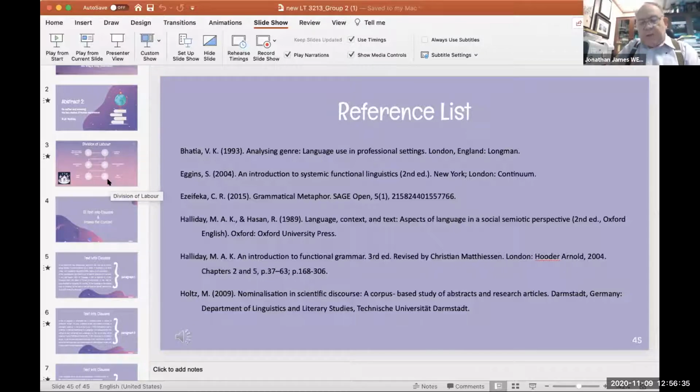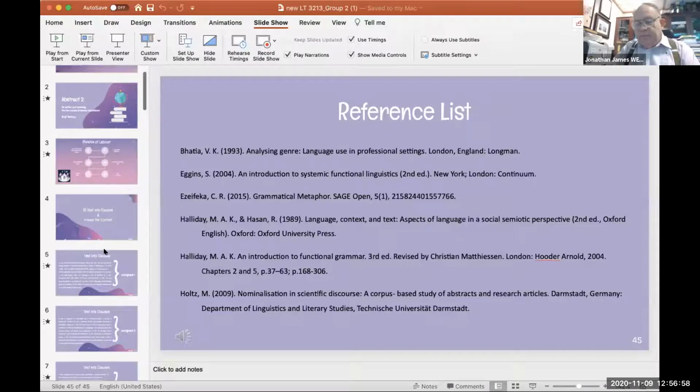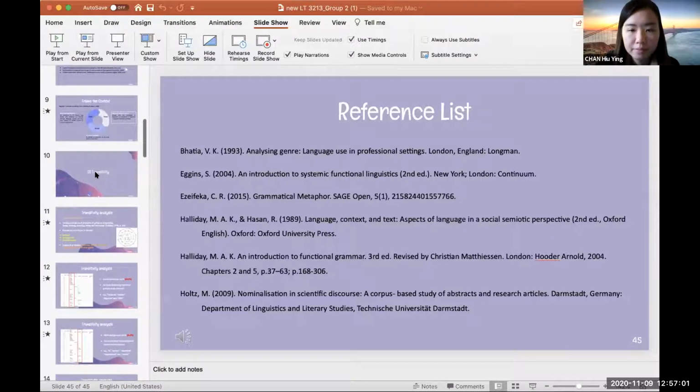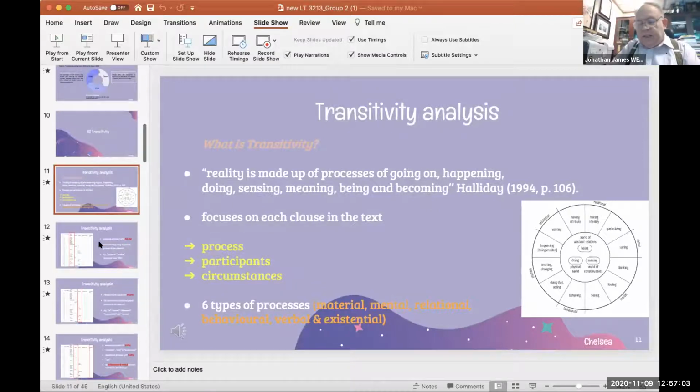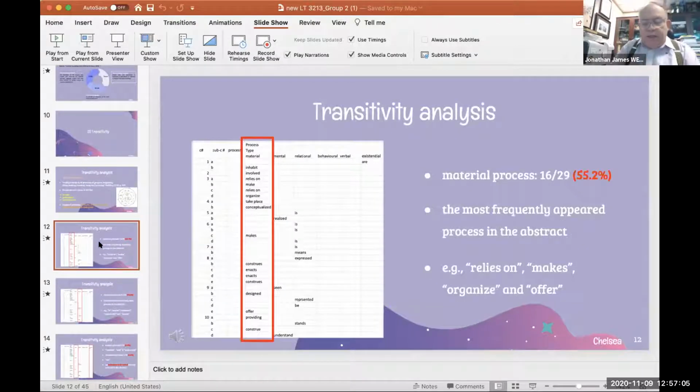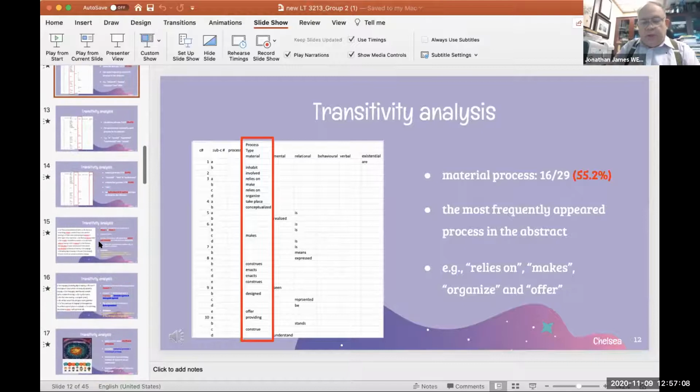Of all the abstracts, I think you had one that was probably the most interesting because it was M.A.K. Halliday's own paper that appeared in the first issue of the journal. And he wrote this paper, and it's interesting to go and look then at the abstract. Chelsea, you talked about transitivity. Yes. And you noticed the fact that it was a lot of doing. Can I ask who's the doer?